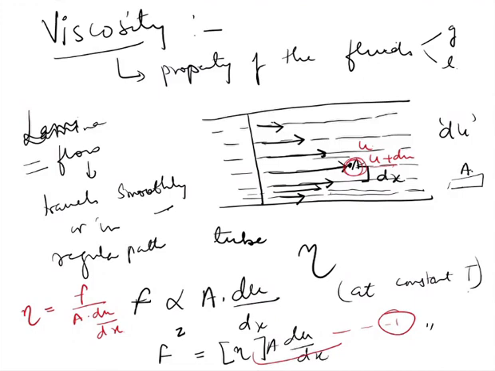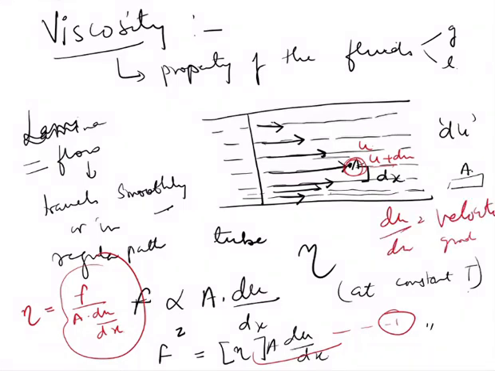So according to this equation, the coefficient of viscosity of a fluid at any given temperature may be defined as a force per unit area per unit du by dx. We all know this is the velocity gradient. Du by dx is known as velocity gradient. You will already know the details, okay class. So it is defined as the force per unit area per unit velocity gradient. Now quickly tell me its units.